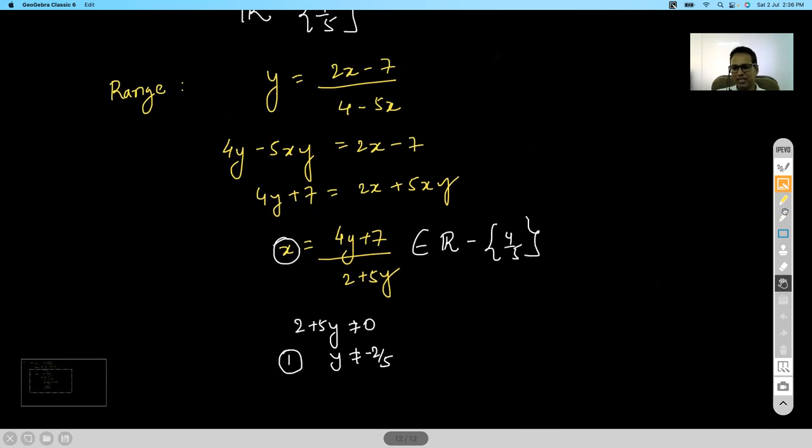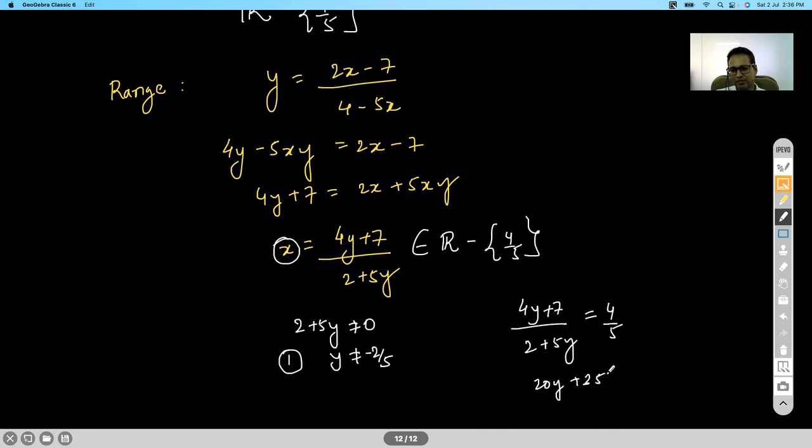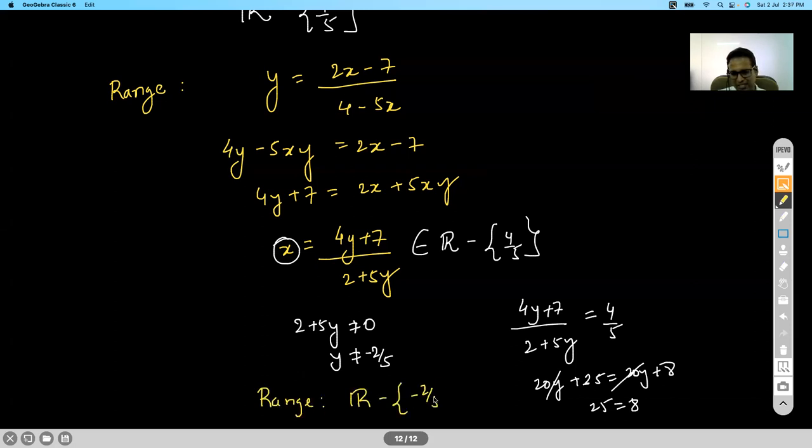Second thing that you have to look into is you don't want this expression to ever take up the value of 4 by 5. See what will happen if I put it as a value of 4 by 5: then 20y plus 35 will be equal to 20y plus 8. That means 25 will become equal to 8, which is anyways not possible. So this guy can never become 4 by 5. So this is the only condition that you need to honor. Okay. So your range is going to be all real numbers except minus 2 by 5. This is your answer for the range.